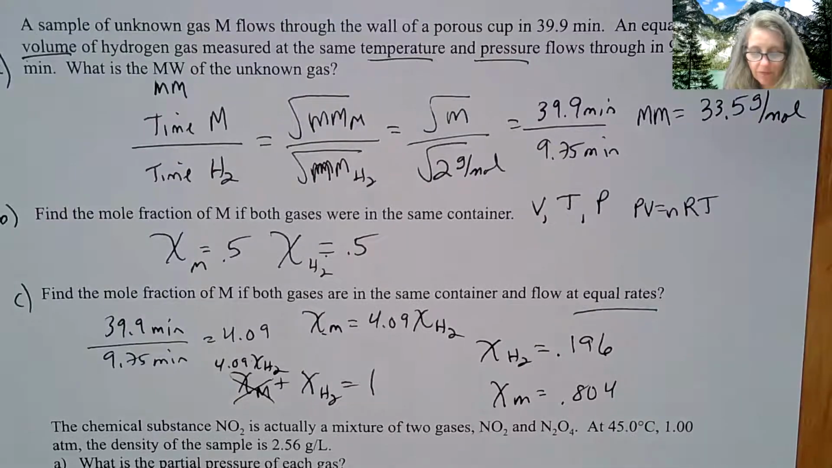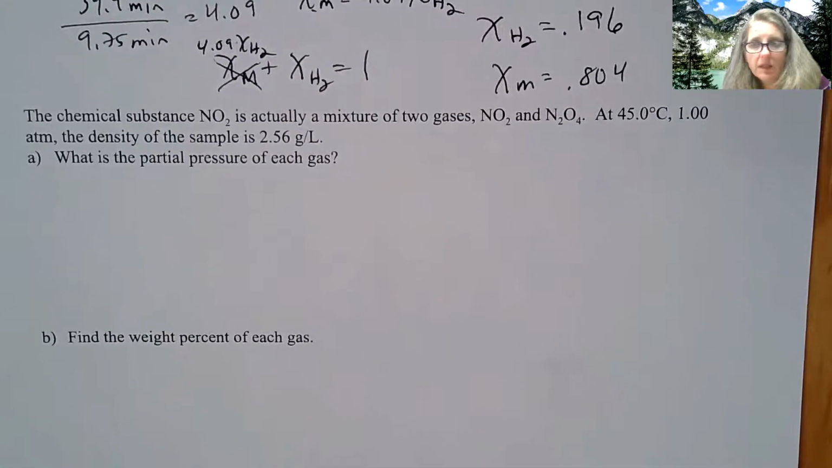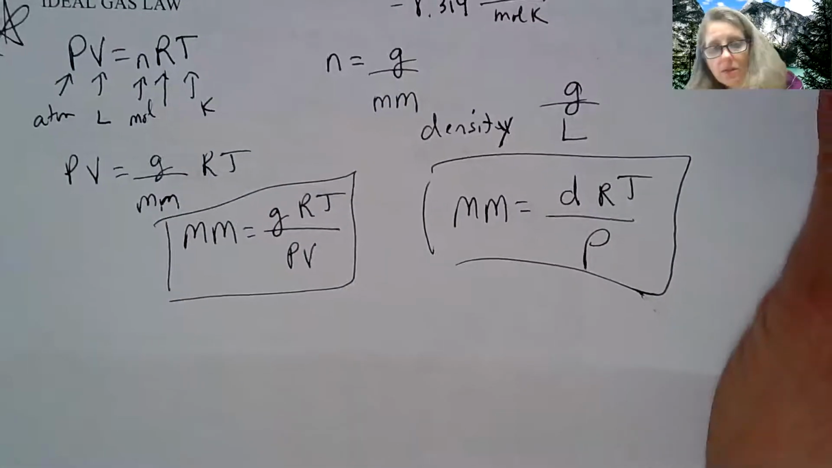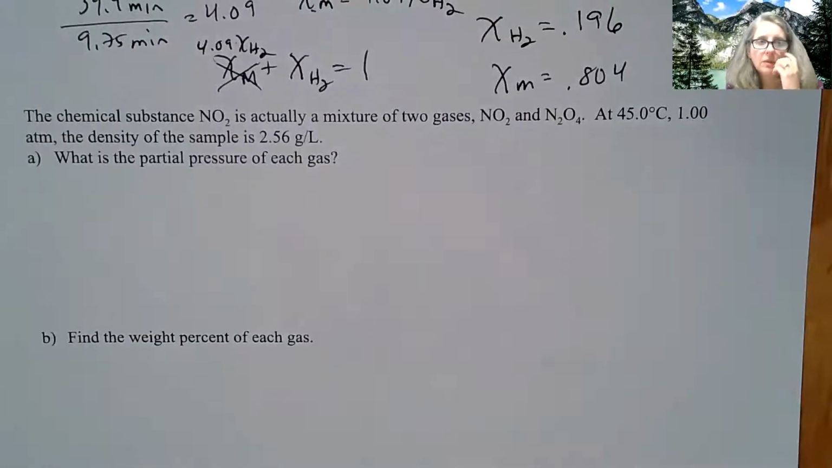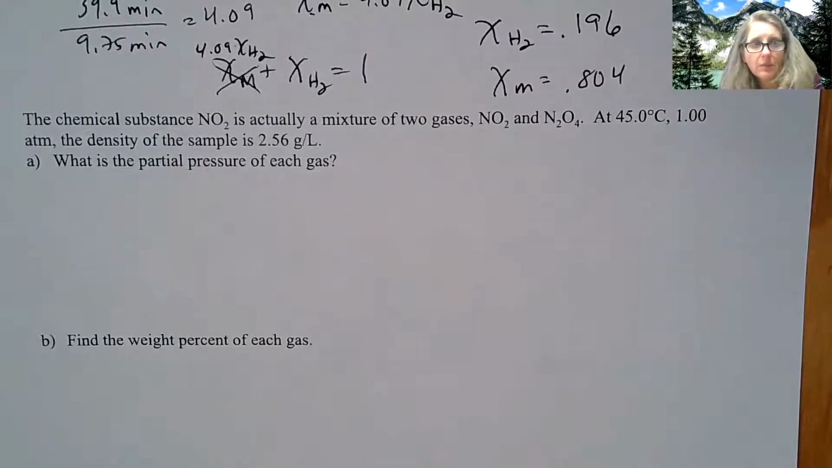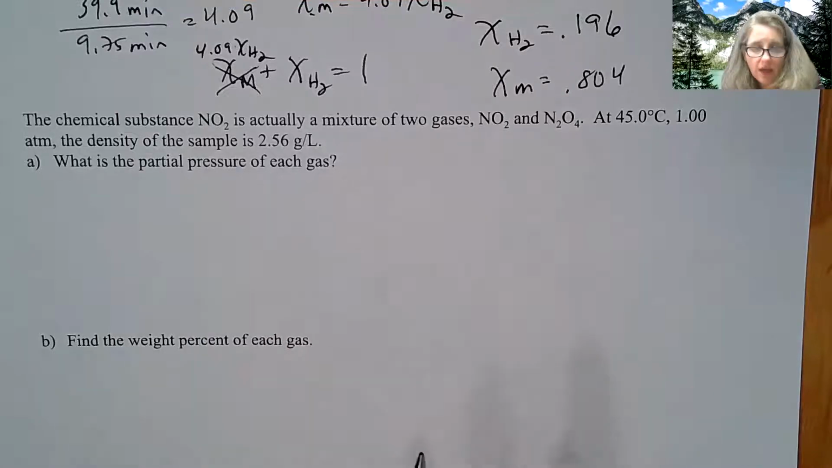So this is just an example of using the molar mass and effusion, Graham's law, to do that. This next problem is going to include a couple of the ideal gas law equations we derived. The chemical substance NO2 is actually a mixture of NO2 and N2O4 at 45 degrees Celsius and 1 atmosphere. The density of the sample is 2.56 grams per liter. What is the partial pressure of each gas?